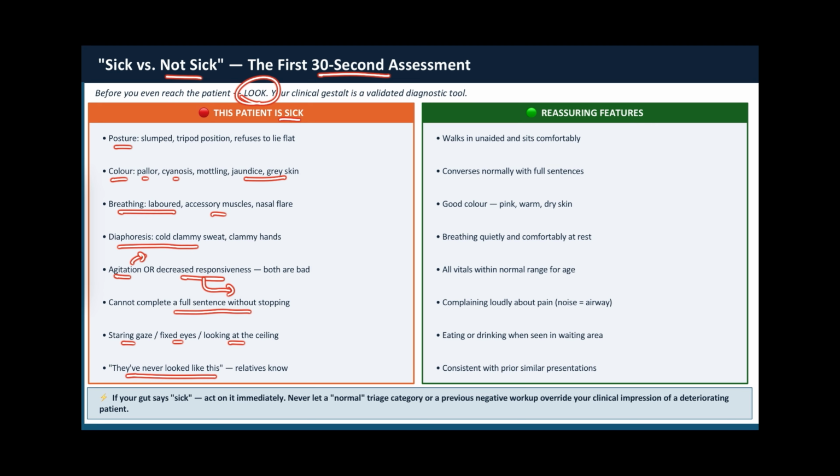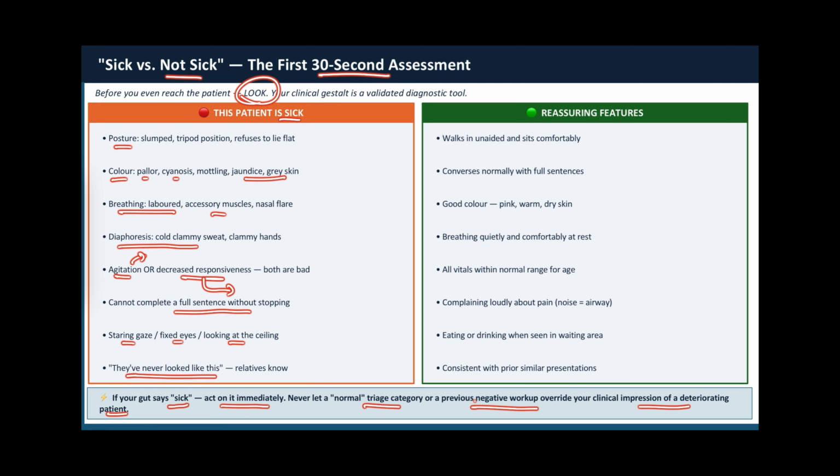Always remember that if your gut says the patient is sick despite the monitor showing normal parameters, trust yourself. If you think that this patient is going to go bad, act on it immediately. Do not let a normal triage category or a previous negative workup override your clinical impression of a deteriorating patient. One classical example: if a patient with epigastric pain has come to you previously, now don't think that this epigastric pain is gastritis like before. Think of myocardial infarction this time and order investigations accordingly.